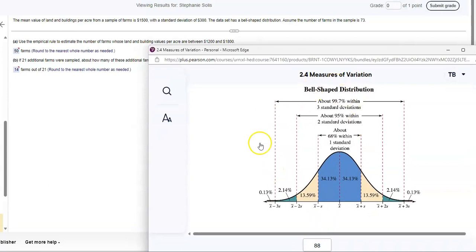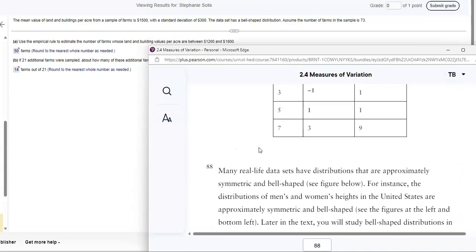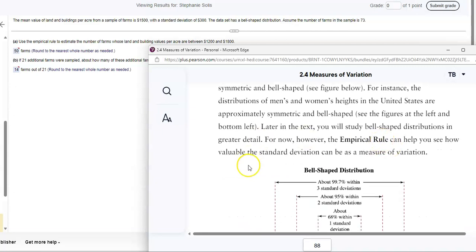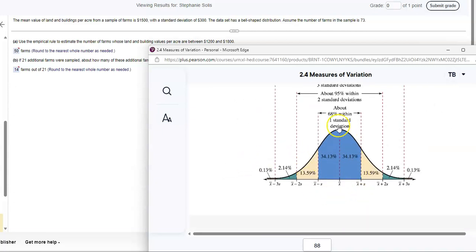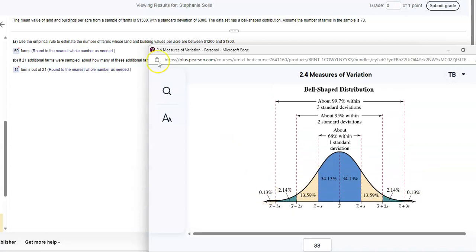Here it is, bell shape. Look in here, it talks about the empirical rule. But this picture, they have, the data is bell shaped. The mean is X bar. Within one standard deviation, 68% of the data. Within two standard deviations, 95%. They break it down further here.